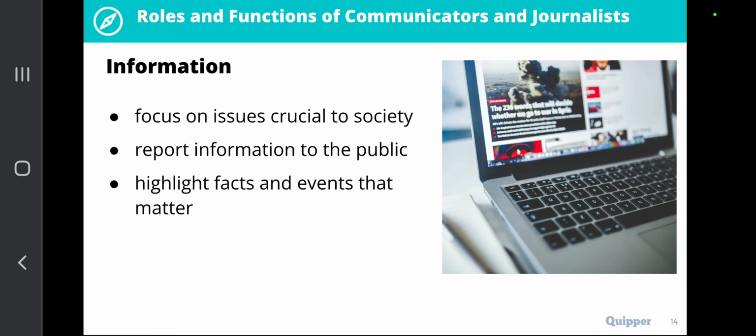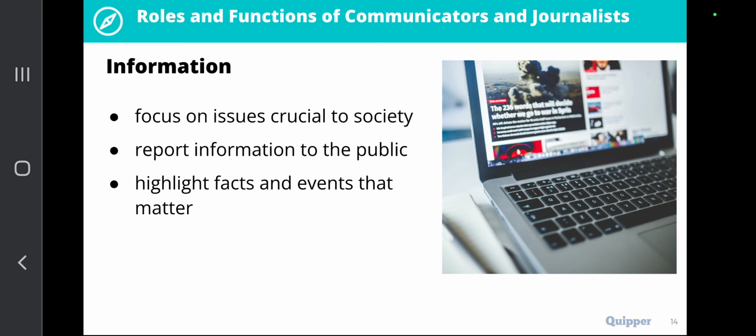You're not going to report the gory details to the public because, again, information should be understood. In the previous statement, when we talked about the discipline of communication, information should be analyzed to help the public understand clearly the social concerns and issues. Therefore, when we focus on issues crucial to society, there is a need to report this information to the public, but we only highlight the facts and the events that matter.